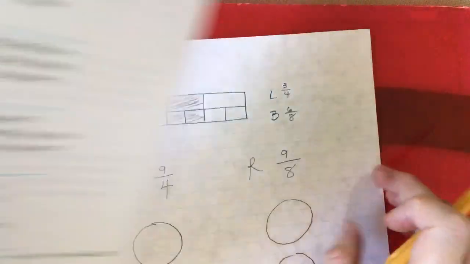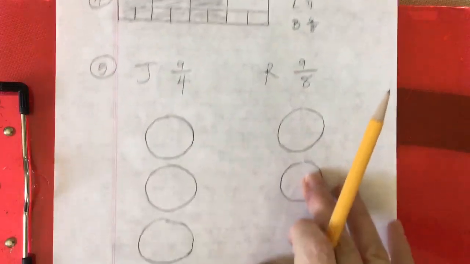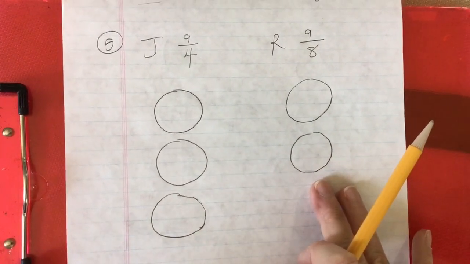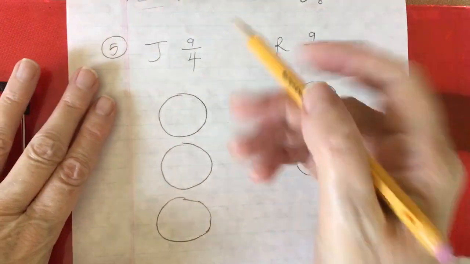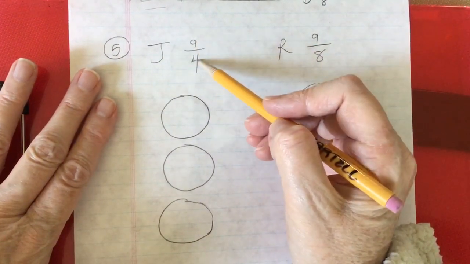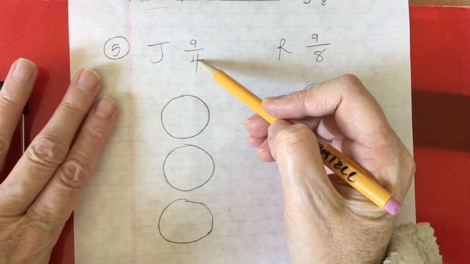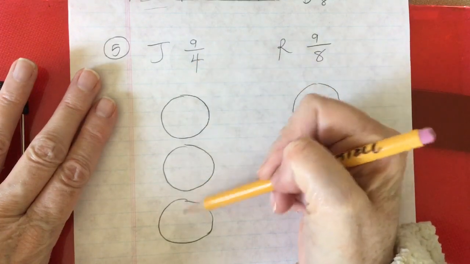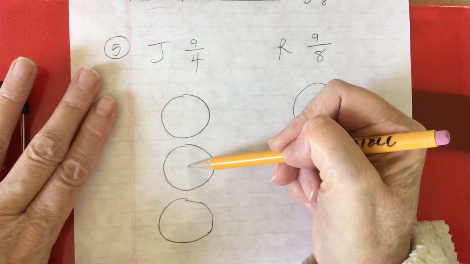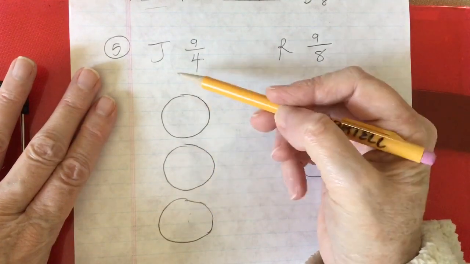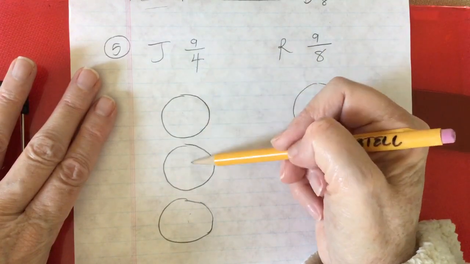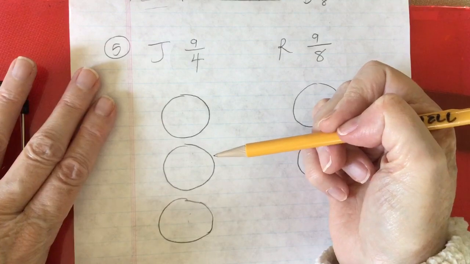Okay, so on my paper, because these are greater than a whole, I didn't draw fraction bars. I drew fraction circles. Okay, and for Jack, I wrote 9/4. And if you think 4, 8, 12, so 4 and 8, that's the 2 circles wouldn't be enough. I am going to need 3 because each one has to be divided into 4. And if I just did 2, that would be 8, not enough.